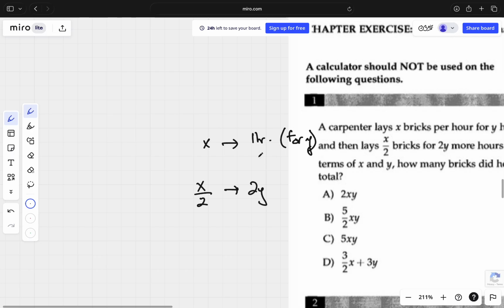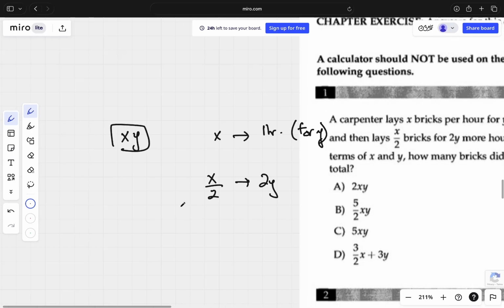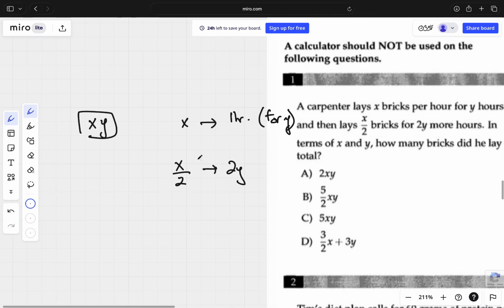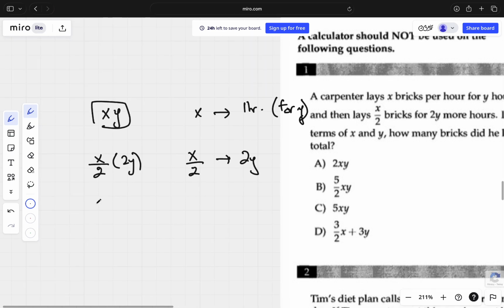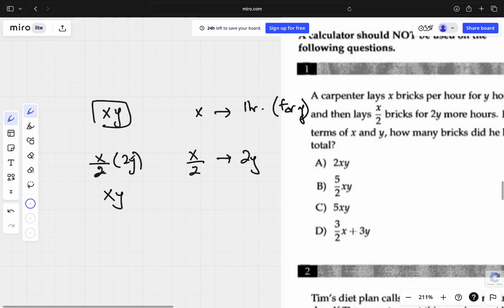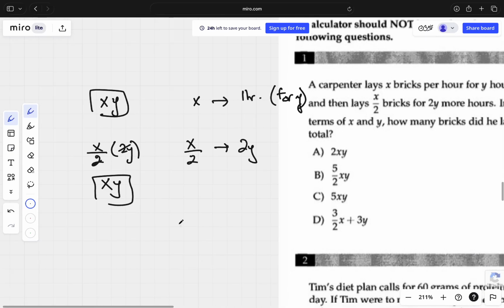So if it's X bricks in 1 hour for Y hours, you can just multiply. That'll be XY, because in 1 hour you have X bricks, so in Y hours it'll be XY. And for X over 2 bricks for 2Y hours, again you just multiply X over 2 with 2Y, which gives you XY, because the 2s cancel. So it's XY for the first one and XY for the second one. If you add them together, you will get 2XY. That'll be our answer.